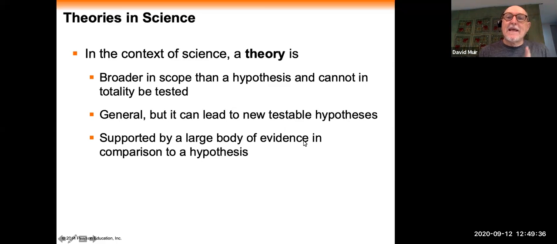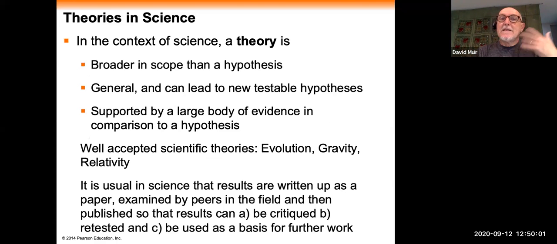A scientific theory is something which is supported by a large, rigorously acquired body of evidence. It cannot itself be tested, but parts of it can be tested. By deduction, it leads to hypotheses which can themselves be tested. And in that context, a scientific theory is broader in scope than a single hypothesis. It can lead to testable hypotheses, certainly, and it must be supported by a large body of evidence.